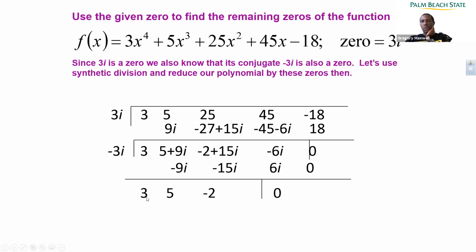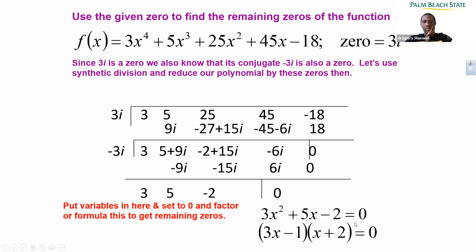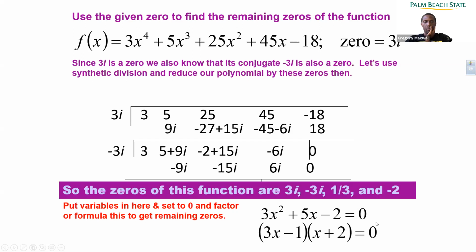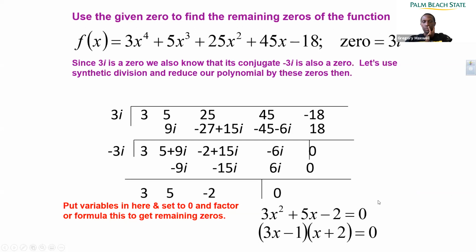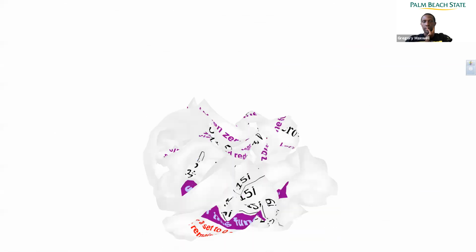Actually, you don't even have to do all of that work. Just do the quadratic formula with this, and then that will give you the answer. And the quadratic formula will give us 1/3 and negative 2. So the zeros are 3i, negative 3i, 1/3, and negative 2. All right, so that's our example there.